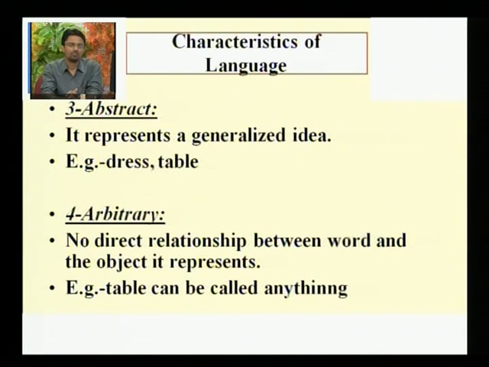Language is arbitrary. That means there is no direct relationship between word and the object it represents. Why are we calling table as table only? Why are we saying pen as pen only? Why are we saying television as television only? And why not anything else? So there is no reason, there is no logic behind it. There is no connection at all. That's why language is arbitrary.